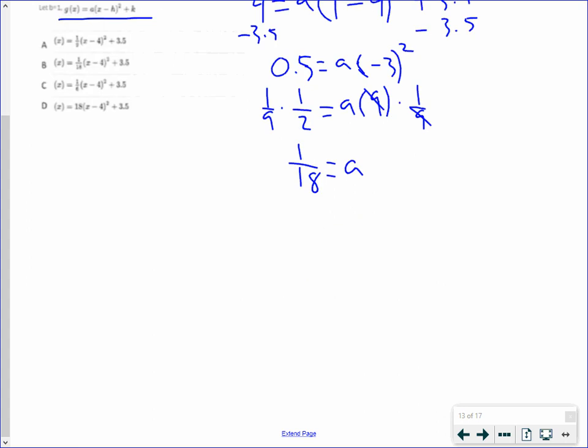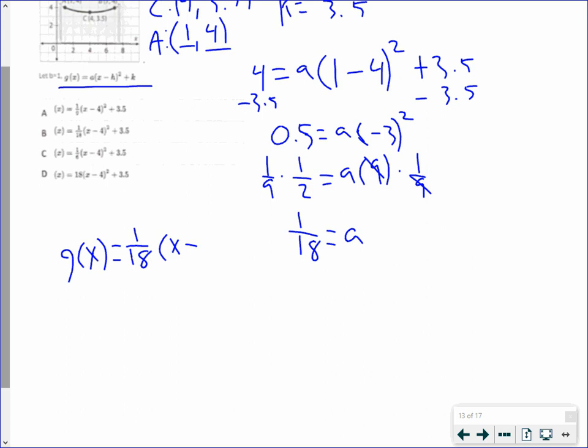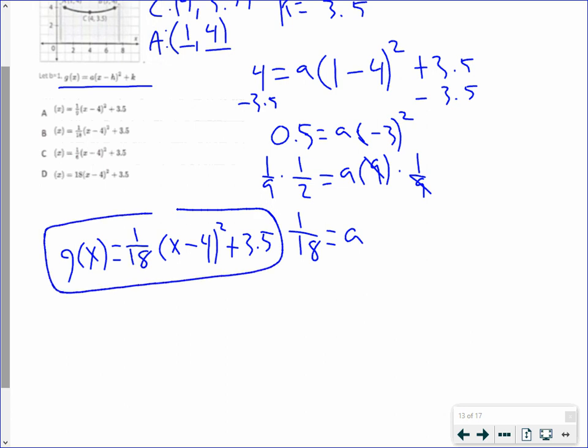So our transformed function is going to be g of x equals our A, which is 1 over 18, multiplied by x minus h. Our h, we said, is 4, all that squared, plus our k, which is 3.5. So that's what our function is. And let's go ahead and look at the answer choices and see which one aligns with that. In this case, it's B. It's hard to see, but it does say g of x equals 1 over 18, x minus 4 squared plus 3.5.